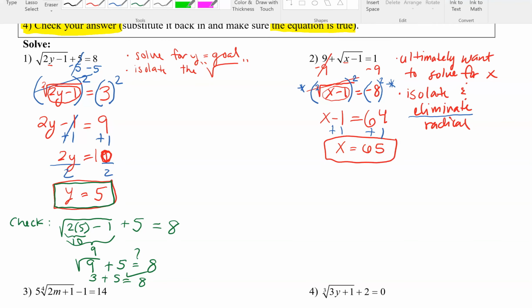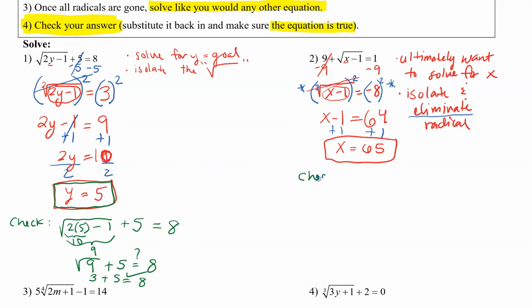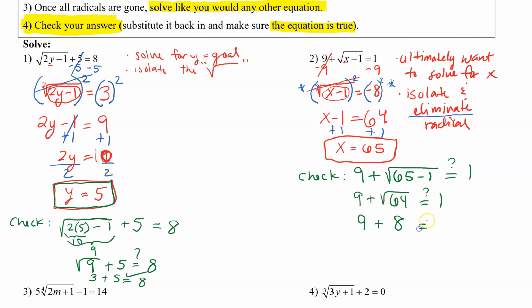So now I'm going to check. Does that make the equation true? Let's find out. I get 9 plus the square root of 65 minus 1, and I have to see if that is equal to 1. Well, 65 minus 1 is 64, and the square root of 64 is 8. And that does not equal 1. So something went wrong somewhere, and that something was right here.